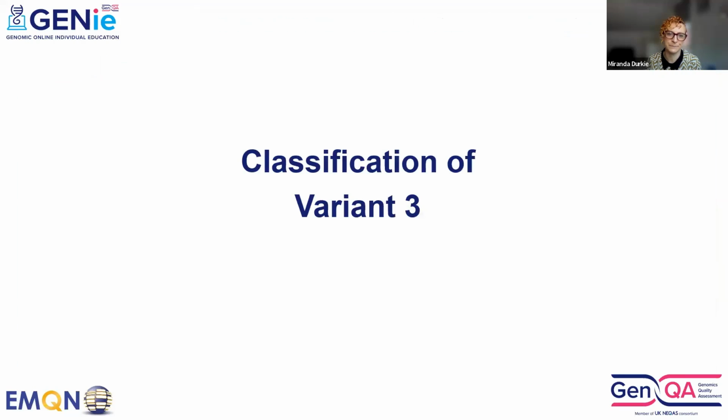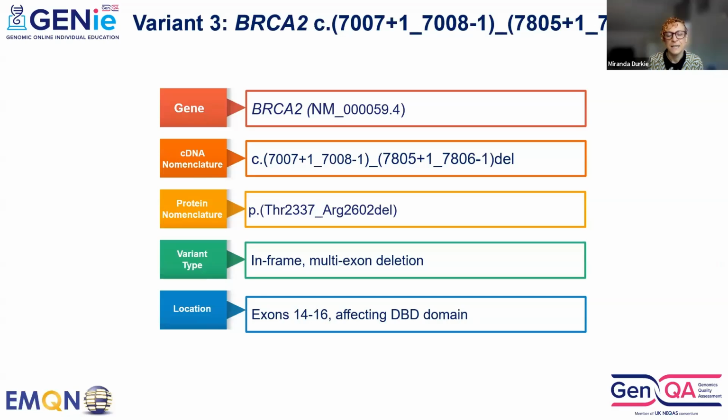Next slide, please. So moving on to classification of variant 3. Next slide, please. So this was a copy number variant, and it is a deletion of exons 14 to 16. That's actually an in-frame deletion that's affecting the DNA binding domain. Next slide, please.